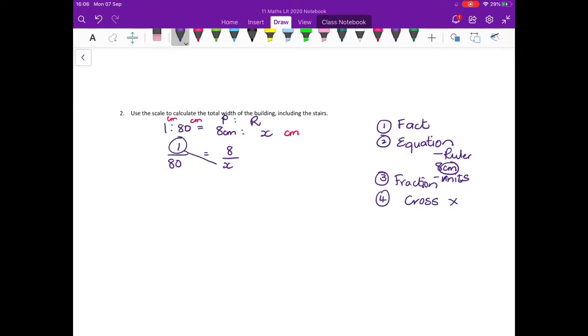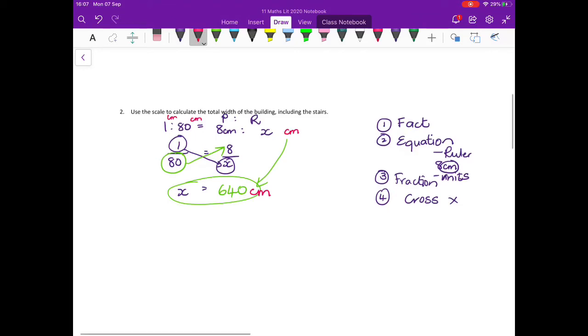Then I cross multiply. So I take the 1 at the top and multiply by x at the bottom. So x equals 80 multiplied by 8. 8 8s are 64, so it's 640. I go back. What did my x equal? These are going to be centimeters.